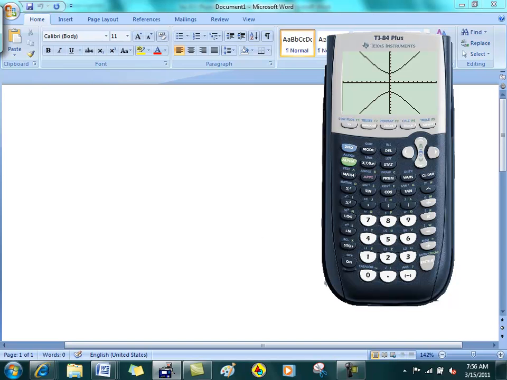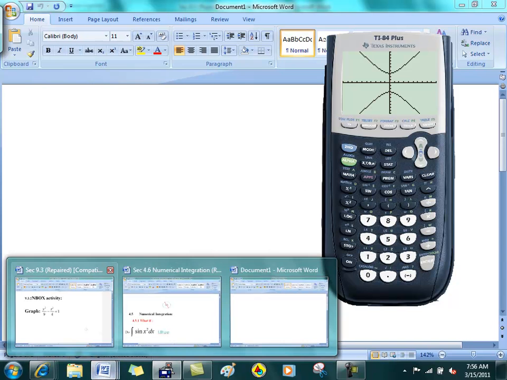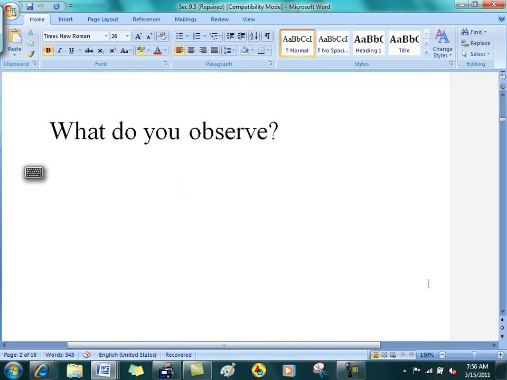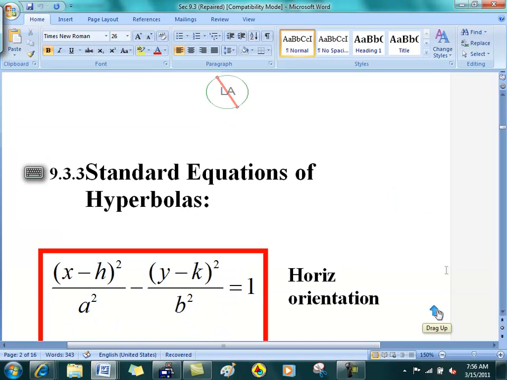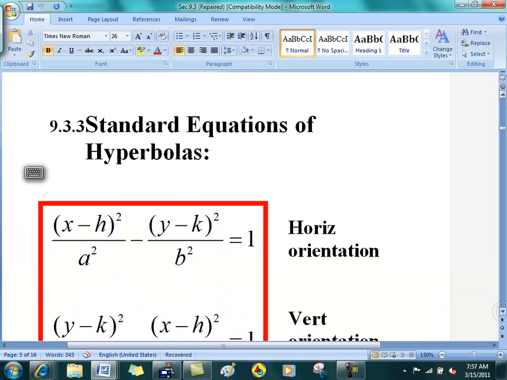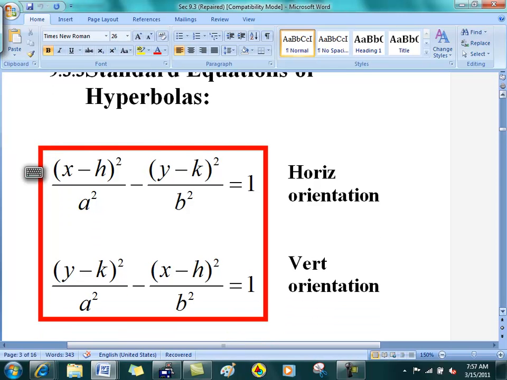We'll do the equations and things like that tomorrow, okay? Let's actually look at it. So what do you observe? You observe that there are asymptotes. Nice. Okay, two equations, just like we had for the others.